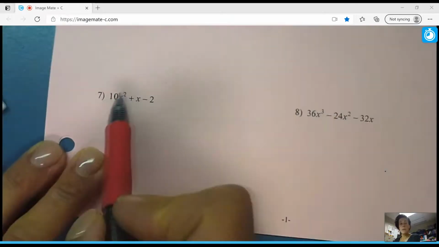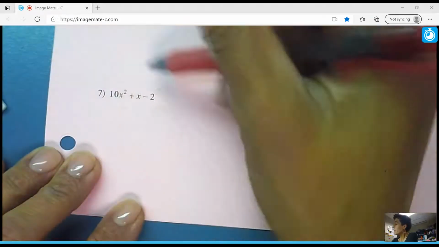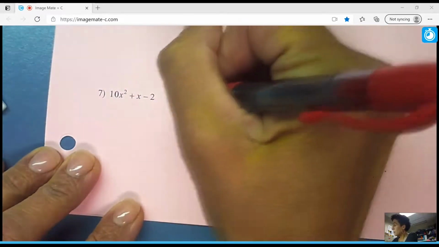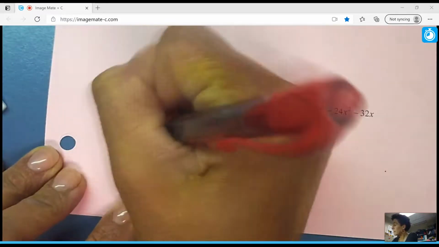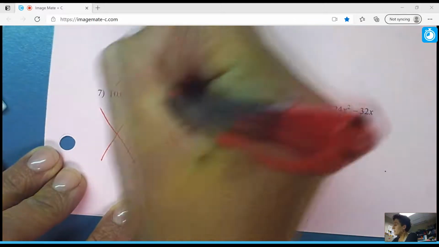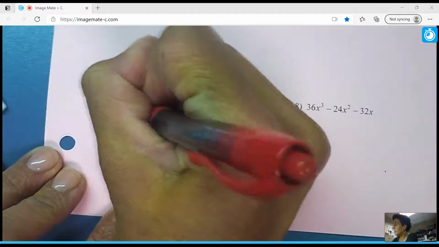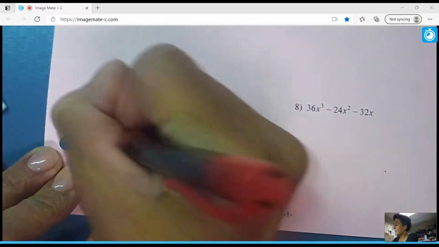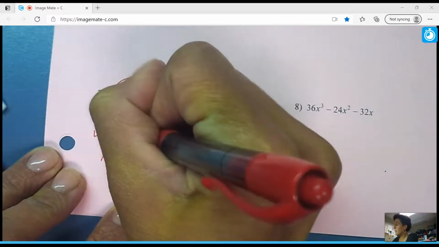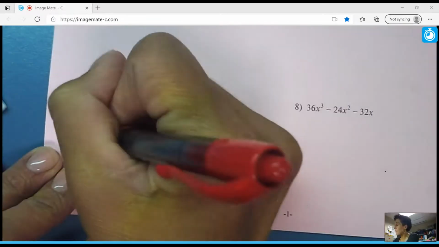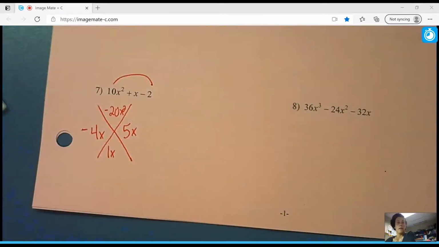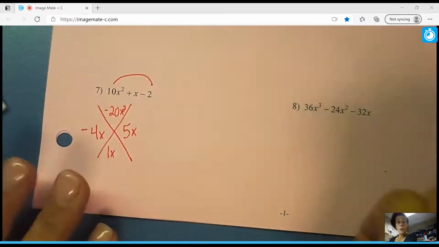So the problem I want to do with you now is 7. There isn't a GCF, and with 3 terms, I'm going to go straight to my x. And I have factors of negative 20 with the x squared. That makes a 1x. So those numbers are going to be 5 and 4, and we're going to have the 4 be negative. Okay, so I'm ready to make my parentheses.